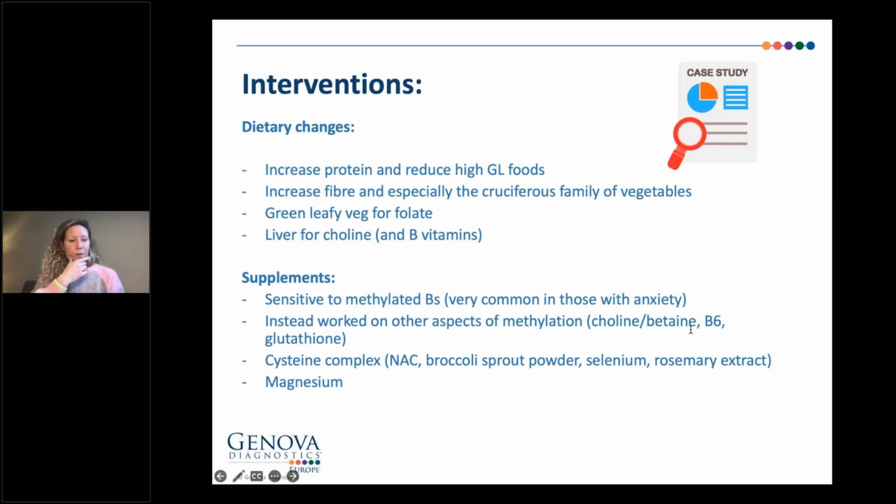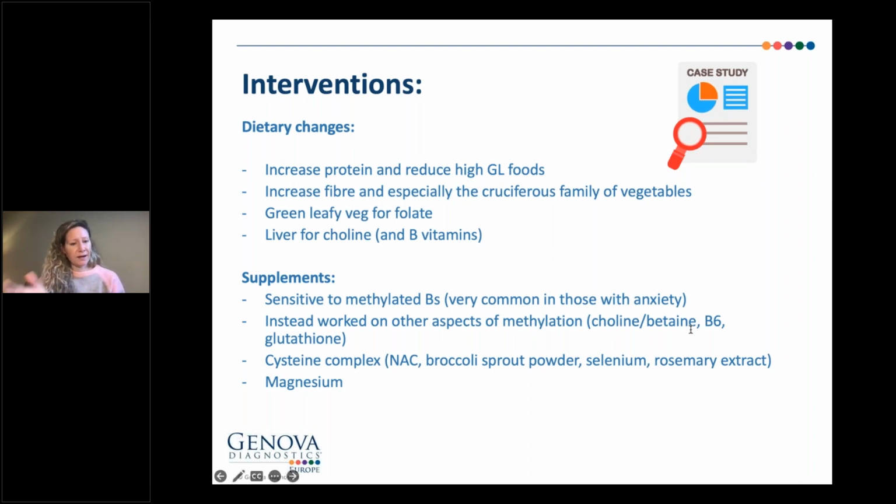She also was happy to have liver on a weekly basis, so she started having that, and of course that's a really important nutrient for choline as well as B vitamins. So these are unlikely to have such an impact on her anxiety, and will help to provide the raw materials there without going in with such concentrated doses.